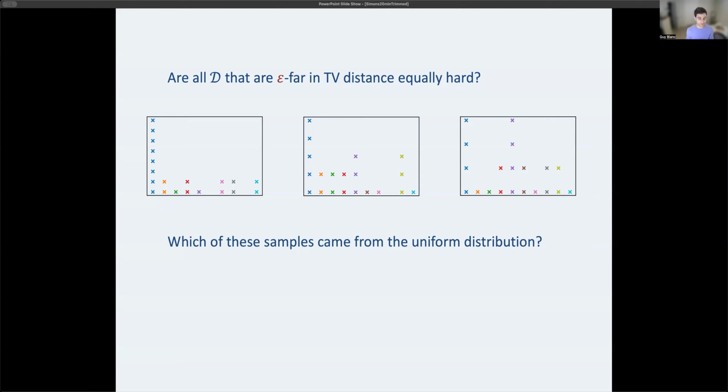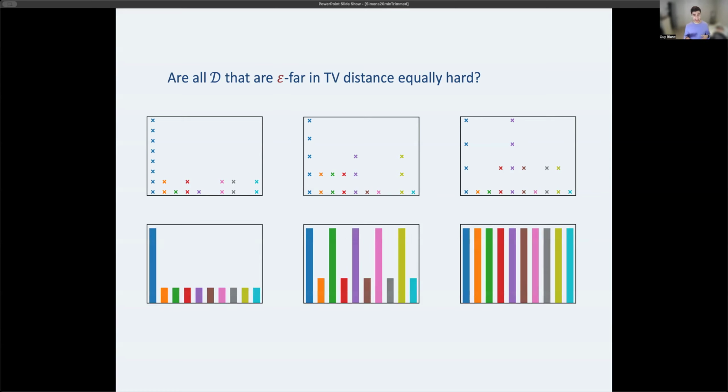When I see these, I think the one on the left seems pretty clearly not uniform, because it has a single element that appears so many times that it would be quite unlikely in a uniform distribution. But the other 2 distributions, at least to me, seem a little bit tricky to distinguish. Maybe you have a sense for which is uniform and which is not, but it's not so obvious. By the way, all of these have the same number of samples, and all of them are on the same domain size of 10.